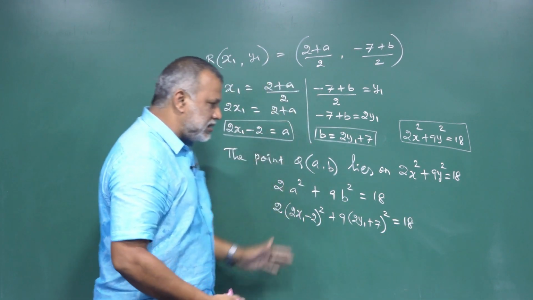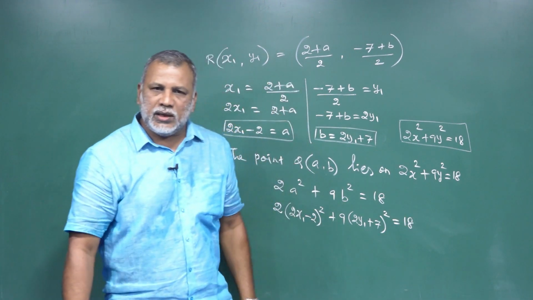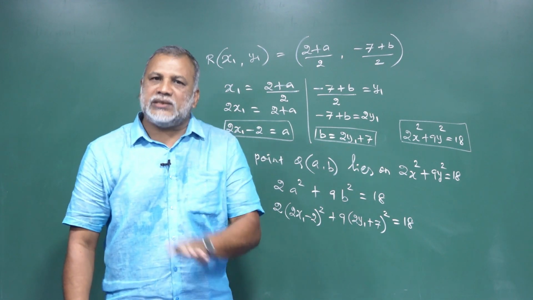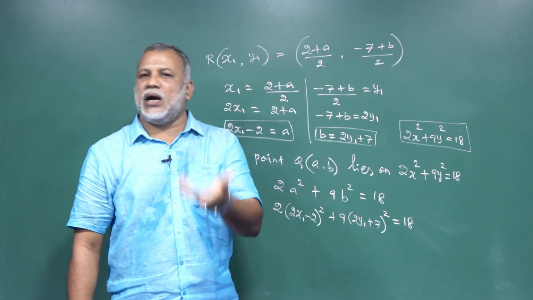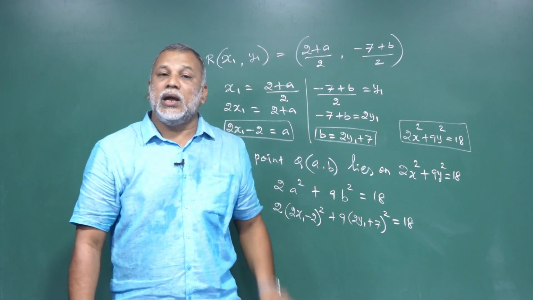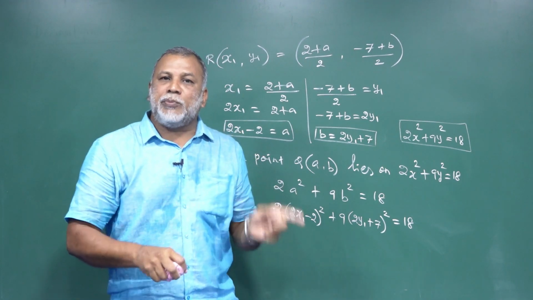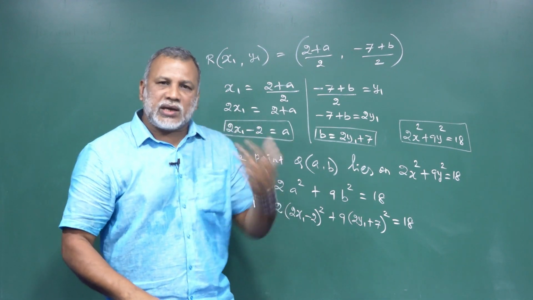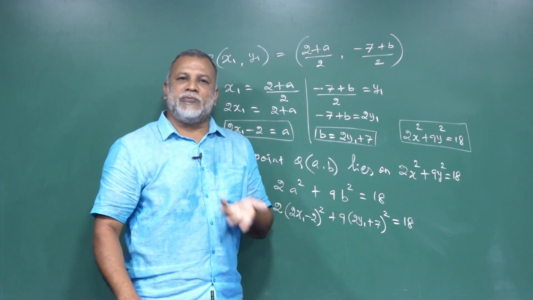Listen, what is the concept? First, P is given as (2, -7). Q is an unknown point. We can select the unknown quantity as (a, b), or you can select (h, k), like that. Now we need to find the midpoint of PQ. We are naming R as the midpoint of PQ.